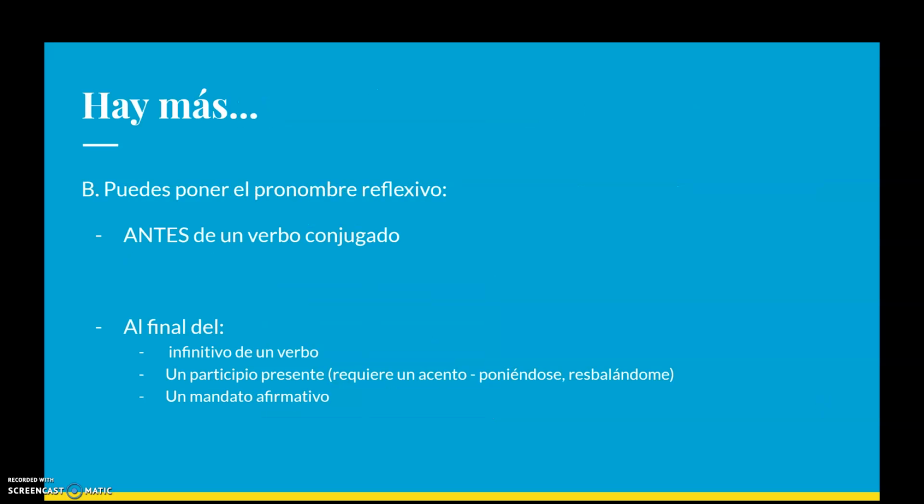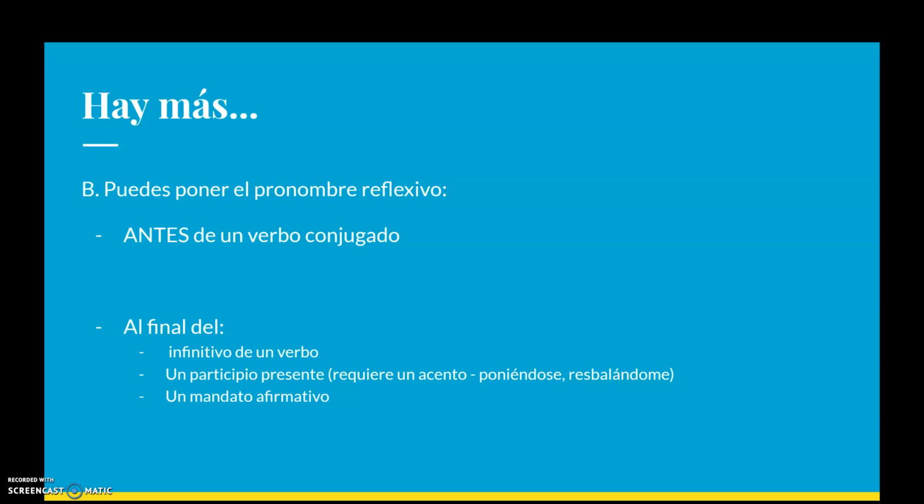Okay? En la página 5, unas cosas más que debes saber. Que puedes poner el pronombre reflexivo casi siempre, almost always, antes de un verbo conjugado. In almost every situation, it's going to be okay to put a reflexive pronoun in front of a conjugated verb.